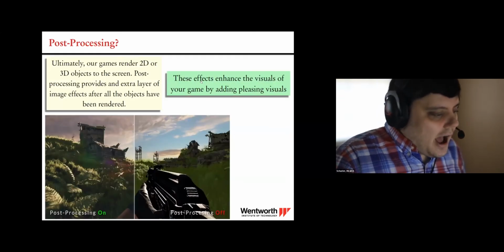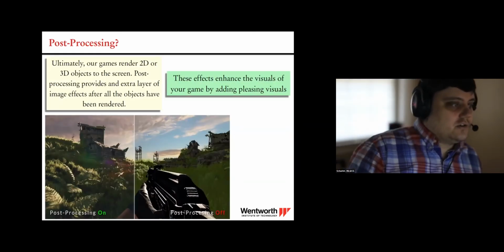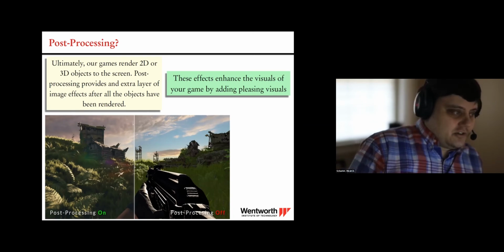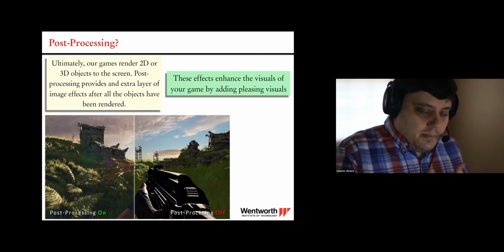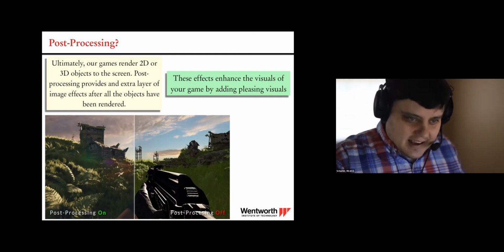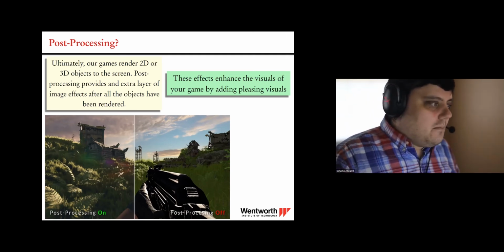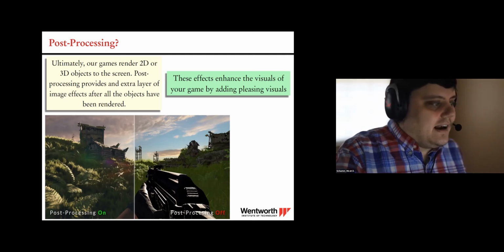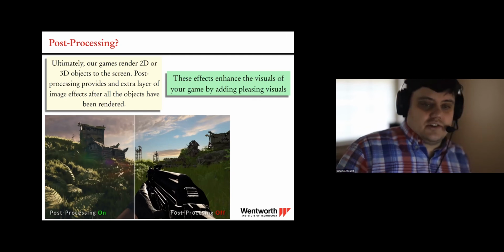So our game engine, Unity, and basically any game engine that you use, will render your 2D objects or 3D objects to the screen. That render is going to put the materials on them. It's going to figure out how to do stuff with the lighting and render stuff decently. Post-processing gives you an extra layer of image effects beyond what was just rendered.